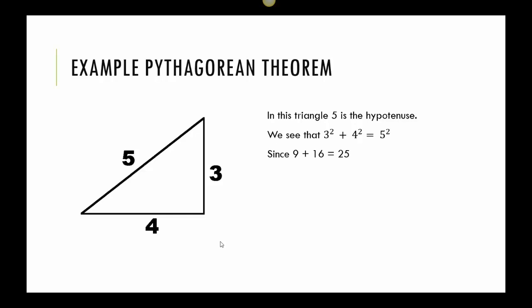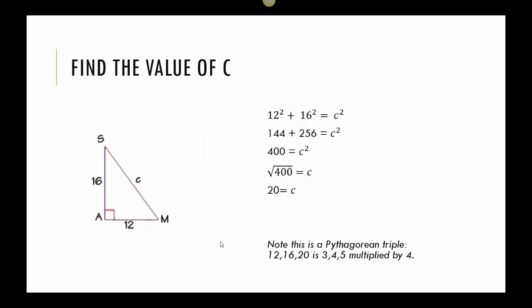In this triangle, 5 is the hypotenuse, and I'm just showing you again this Pythagorean triple that you can see: 3 squared plus 4 squared is 5 squared. So 9, 16, 25. So let's try to find this one. This one says find the value of C, and you can see I have a base of 12, a height of 16, and I'm missing that hypotenuse C. So I set up 12 squared plus 16 squared, and that's going to give me C squared. So 12 squared is 144, 16 squared is 256. I add that together, it gives me 400. Then I want to take the square root of 400, which is 20.